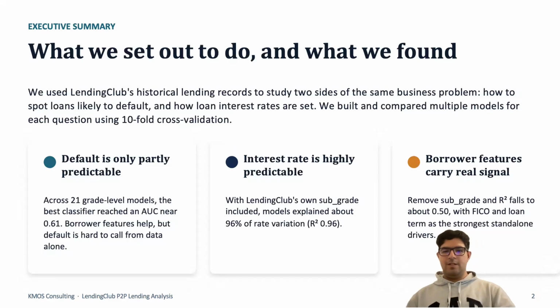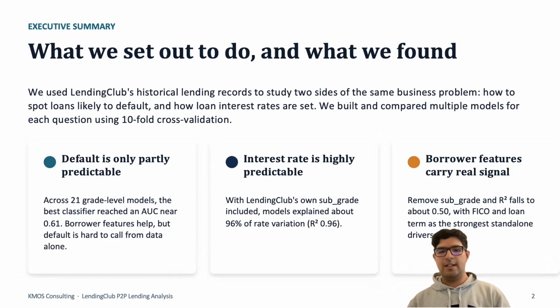So before we get into the details, here is the big picture. The first finding is that default is only partly predictable. One important design choice we made early on was to build a separate model for each credit grade rather than one model for the whole portfolio. That gives us 21 models in total. Even so, our best classifier reached an accuracy score of 0.61. To put that in plain terms, it is clearly better than guessing, but it's not strong enough.